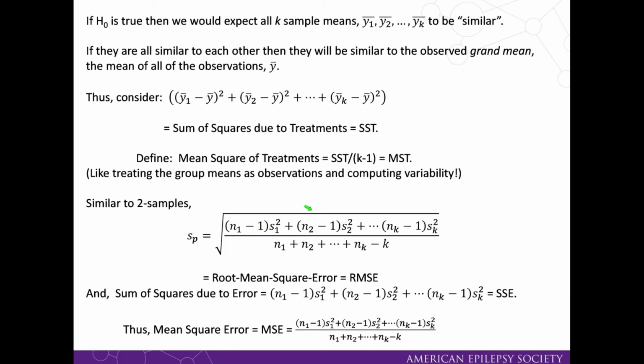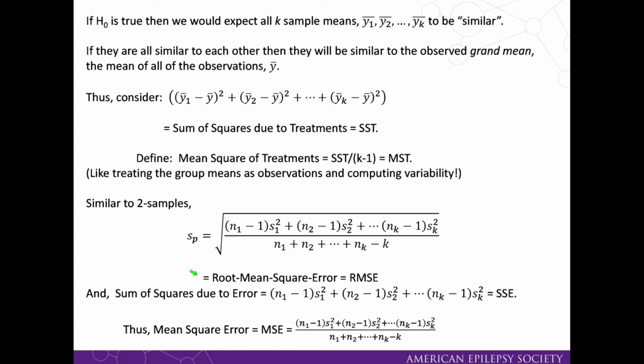Whatever you can do for 2, you can do for k. So now we'll go all the way up to the kth sample variance, and it gets multiplied by nk minus 1. And then we just divide by n1 minus 1 plus n2 minus 1 plus nk minus 1. That's the same as adding up all of those, which is the total sample size minus k, 1 for each treatment. This guy here, the square root of this pooled variance, is called the root mean square error, RMSE.